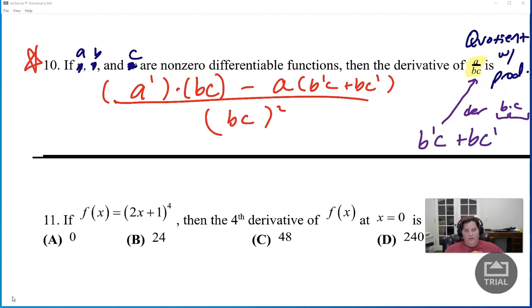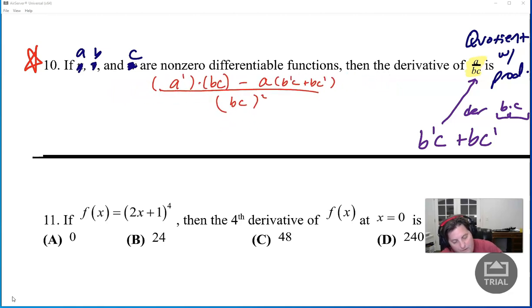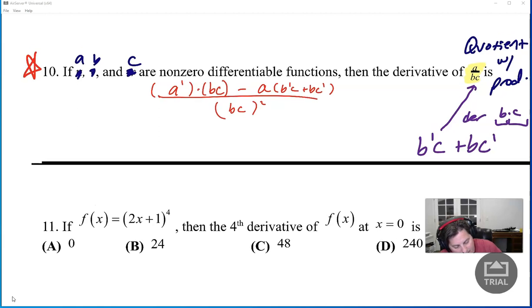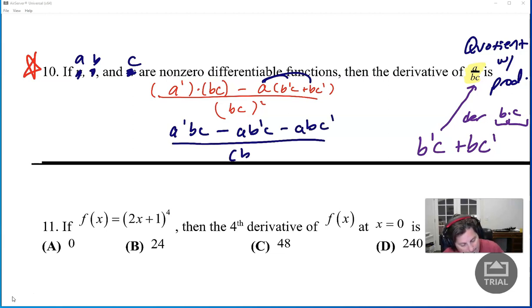All right? There's a very good chance that that is just exactly how your answer would be written. But here's another way that you could write it. This is smaller here. Okay. I could write it like this. A prime BC, that's what's on the top. Okay, I could distribute that. That would be A B prime C. When you distribute the A, you got to distribute the minus as well. Minus A B C prime over BC squared. So it looks a little crazy, but you just have to do a quotient rule with a product rule in it. All right?